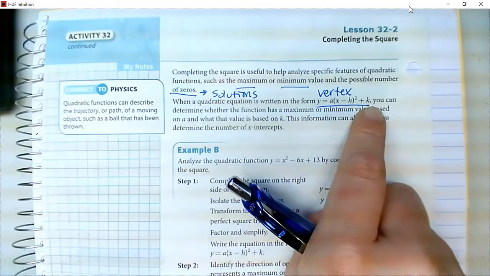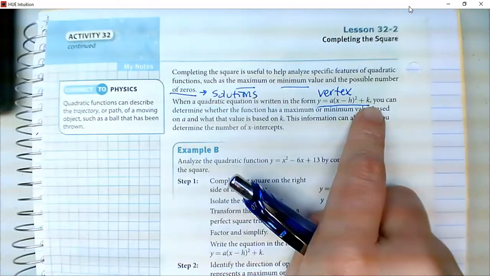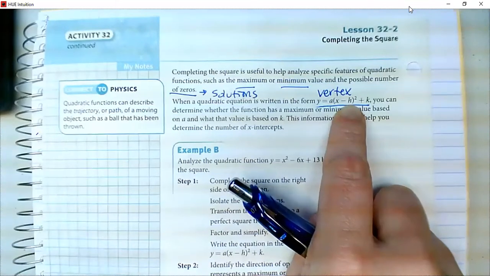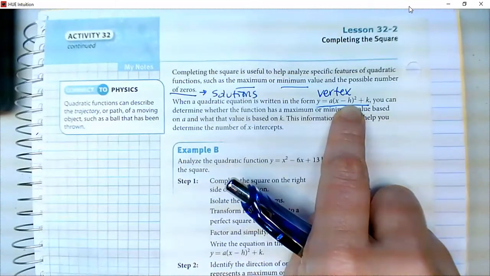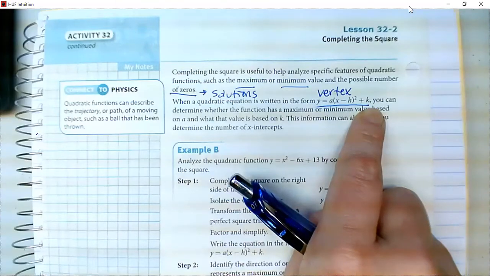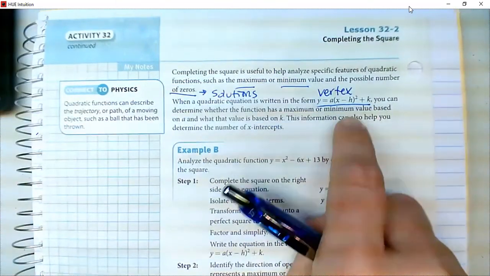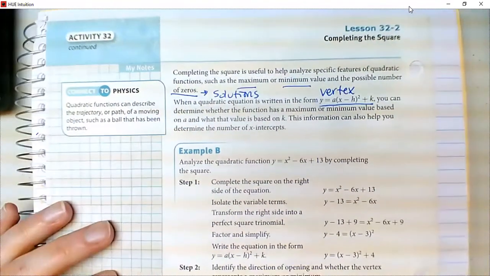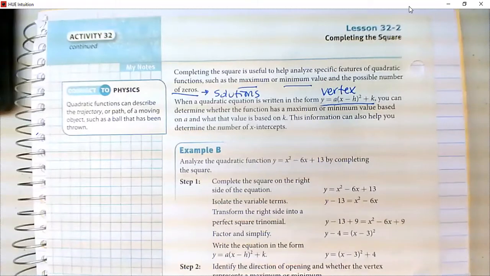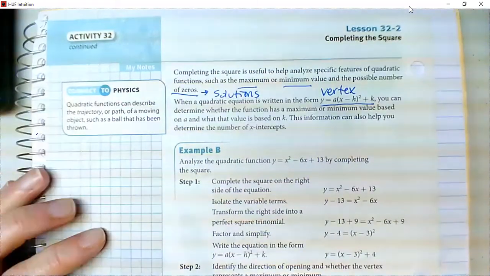H and K are also specific too, because that's actually your vertex of the function. Remember, we take the opposite sign of what H is, okay? That's our X value of the vertex, and K is the Y value of the vertex. So just by looking at the function in vertex form, we'll be able to tell if our quadratic opens up, down, whether it's a max or a min, and how many times it's going to hit the x-axis. So I'm going to start with example B.